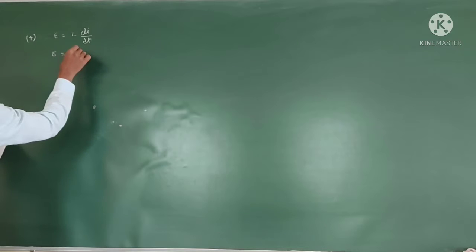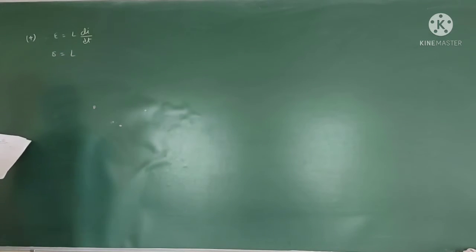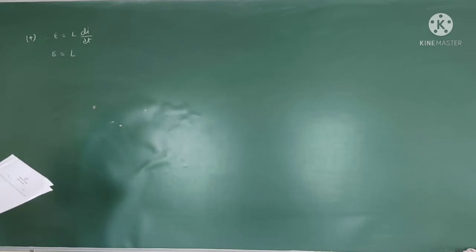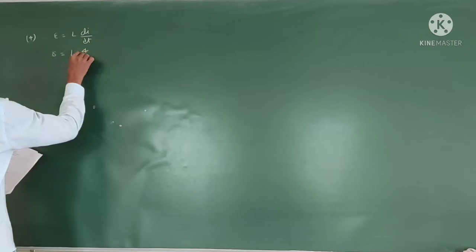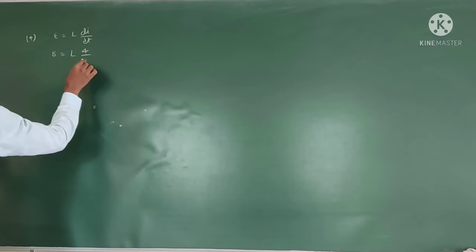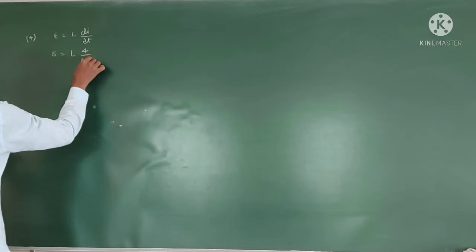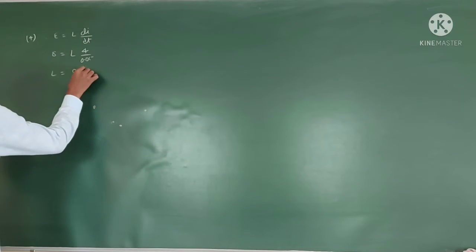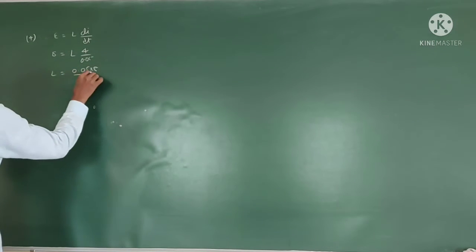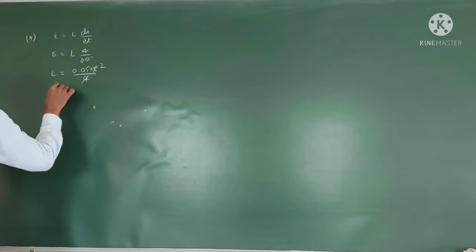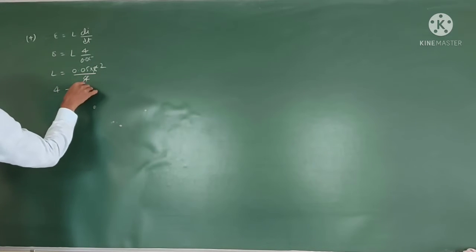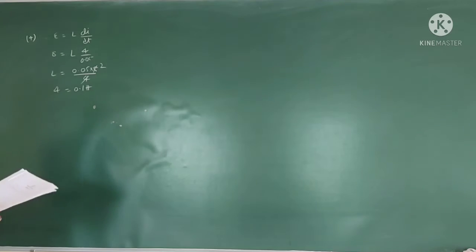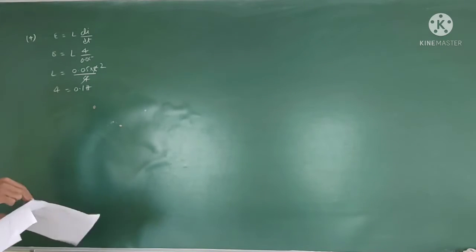They are asking the self-inductance L. Change in current, plus 2 minus minus 2, so it is 4 by time 0.05. Clear? Then L is equal to 0.05 into 8 by 4. 4 ones are 4, 4 twos are 8. L is equal to 0.1 Henry. Clear? Next.